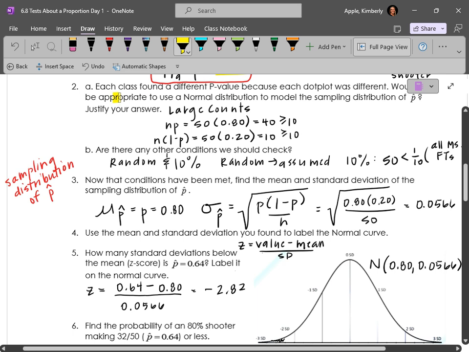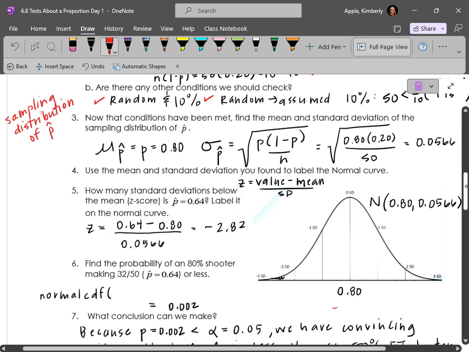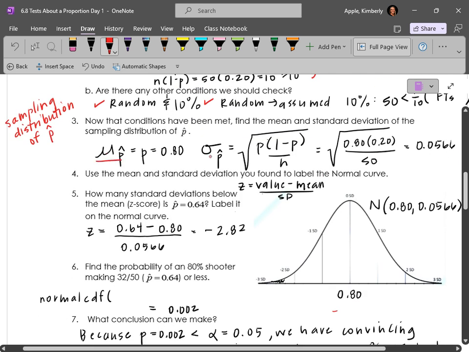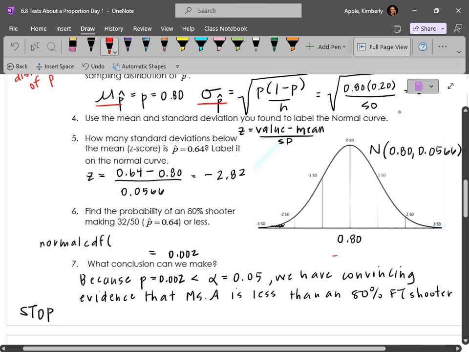To establish that we can use a normal distribution to model the sampling distribution of p hat, we have to check the large counts condition. And then the other two conditions that we've been checking for quite some time are the random and the 10% condition. And then we can actually calculate the parameters for the sampling distribution of p hat. Afterwards, that enables us to label the distribution with those values.